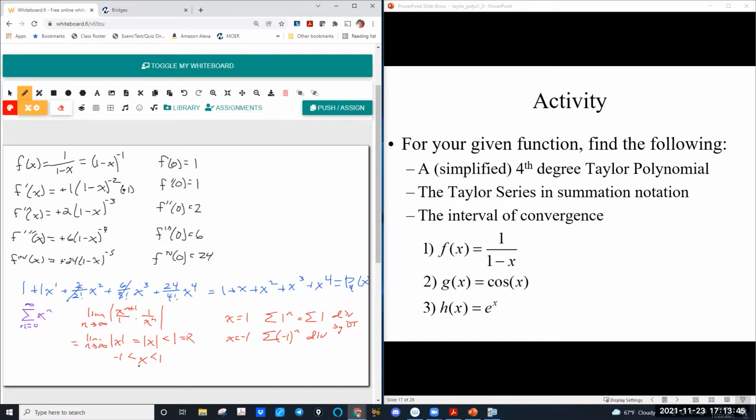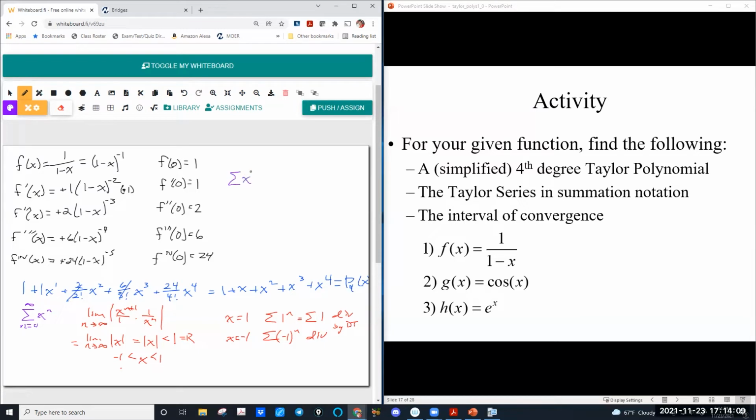So our interval of convergence is -1 to 1. We can put this in interval notation if we want, but we don't want to include -1 or 1. Now, there's a couple reasons that I specifically picked this series. Number one, let's write this out so we can kind of see what's going on.